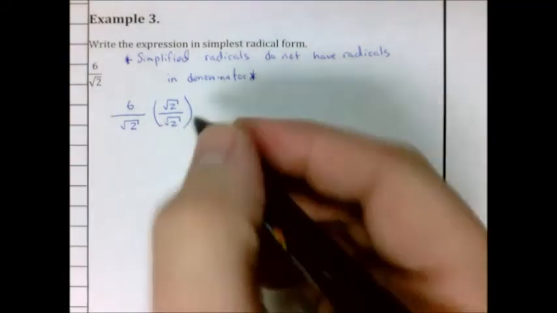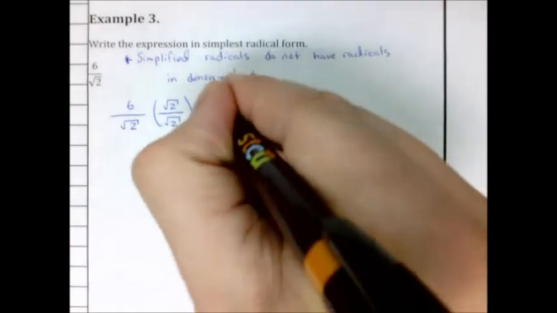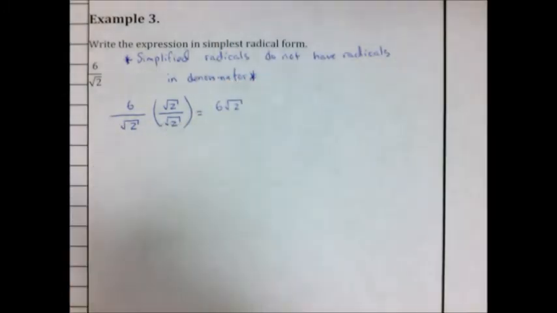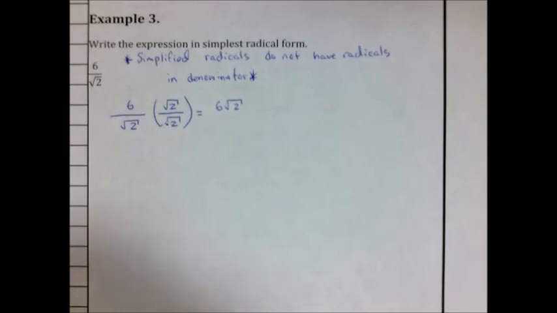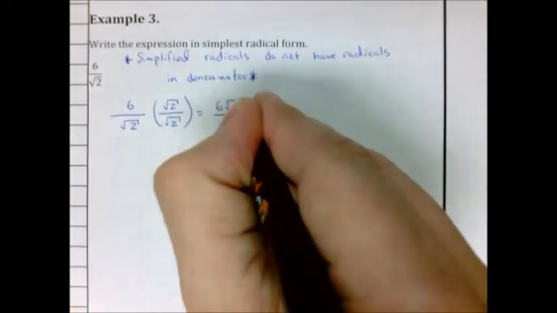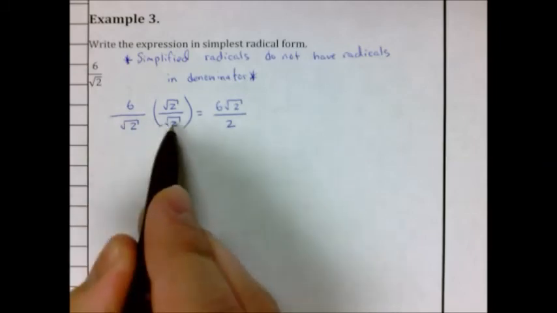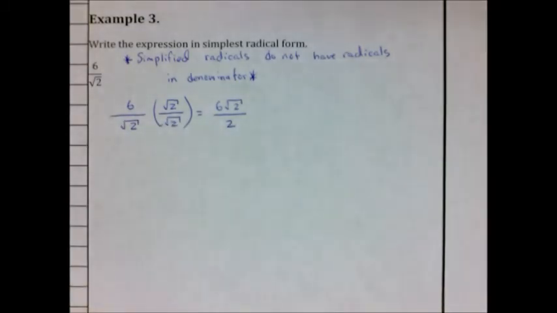However, when we do that, we'll see the numerators multiply to be 6 times the square root of 2. And the denominators multiply to actually equal 2. The square root of any number multiplied by itself is just whatever is inside that radical. So the square root of 2 times the square root of 2 is just 2. It cancels out that square root.